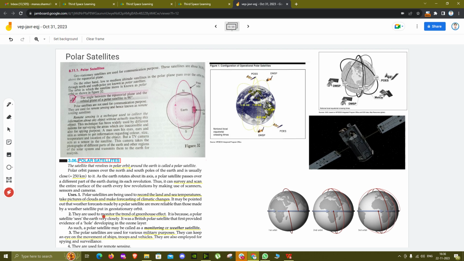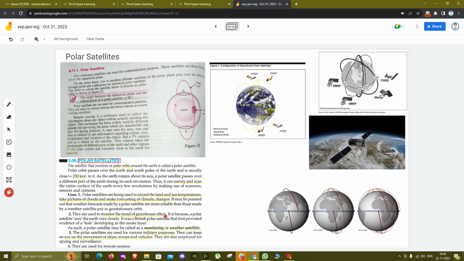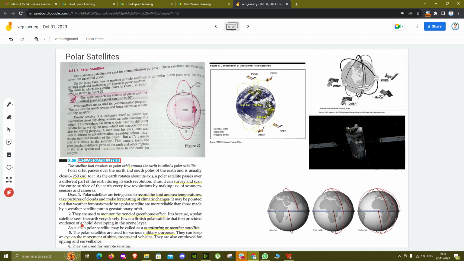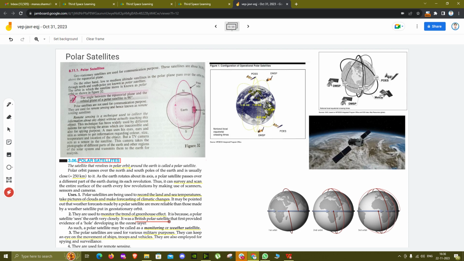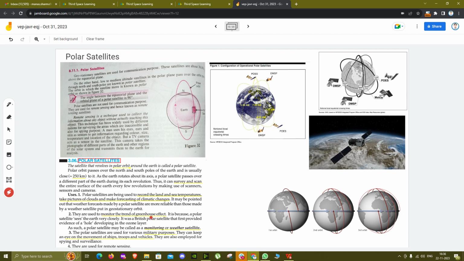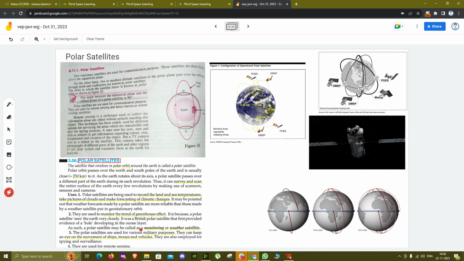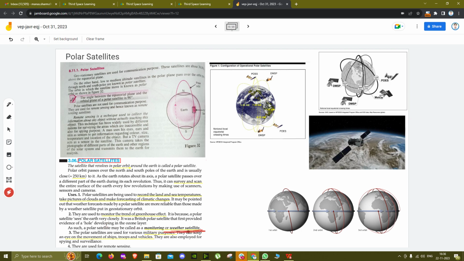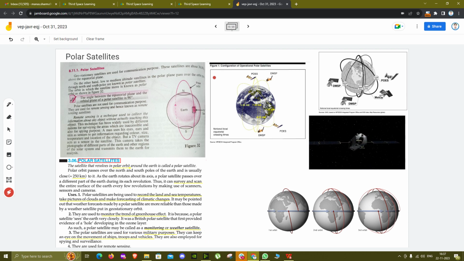They are used to monitor the trend of the greenhouse effect. For example, some years back, a British polar satellite observed that a hole had developed in the ozone layer because of extreme emission of greenhouse gases. So it was detected by the polar satellite. A polar satellite may be called a monitoring or weather satellite. Remember that a polar satellite is also called a weather satellite, but the geostationary satellite is called a communication satellite.